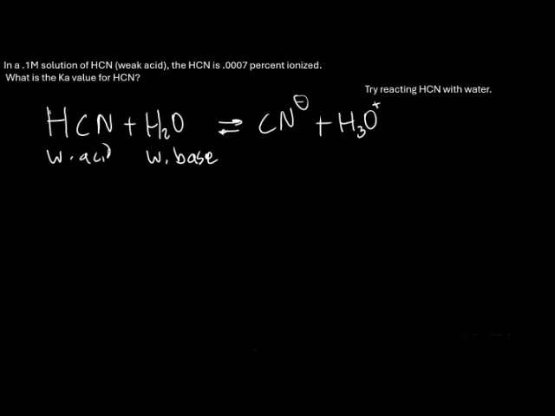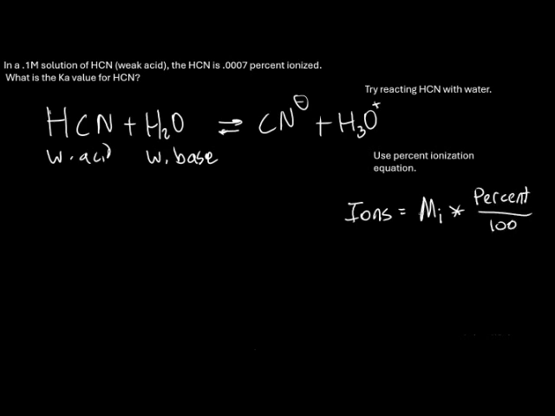And now we can think about how much CN negative and hydronium we've made. To find how much CN and hydronium we have, we're going to use the percent ionization equation. This equation says that the amount of product ions that we make is equal to the original concentration times the percent ionization. We'll also divide the percent by 100 to get out of percentage and into decimal form. Just bear in mind the Mi I've written here is the initial molarity.